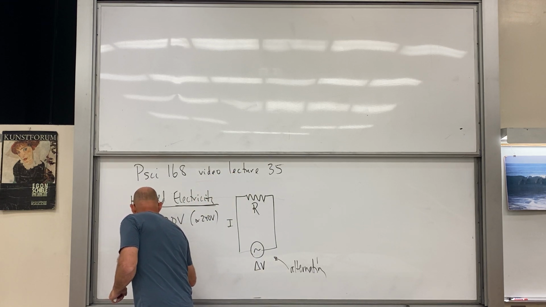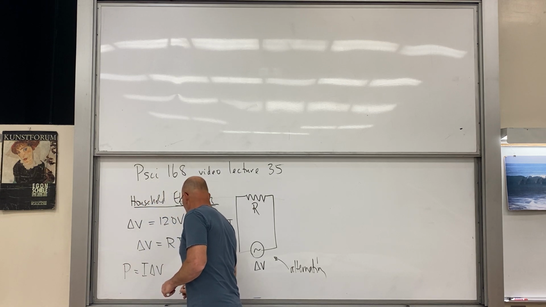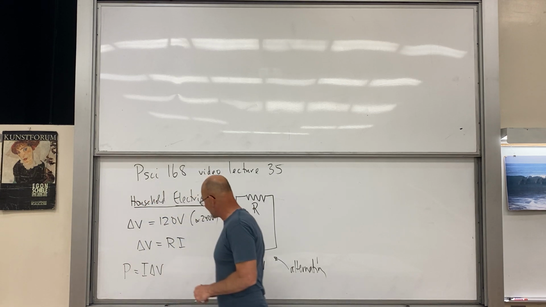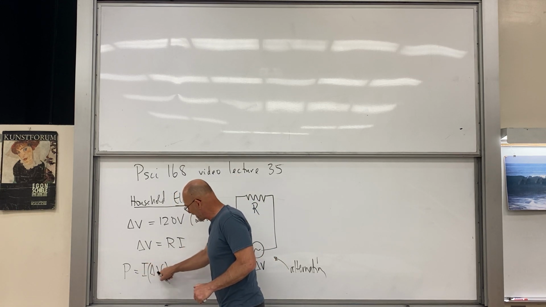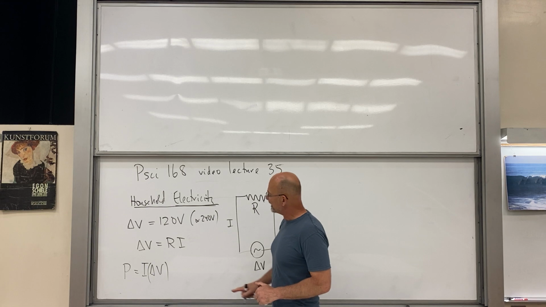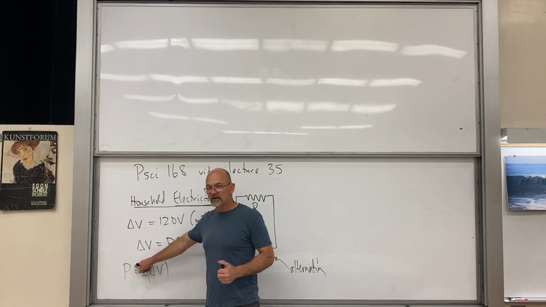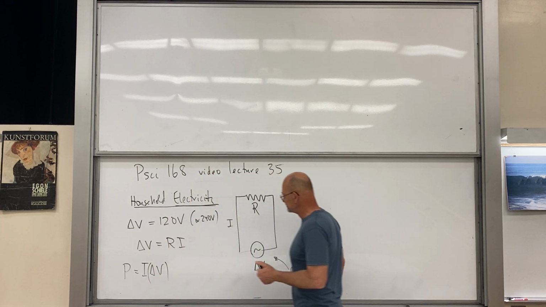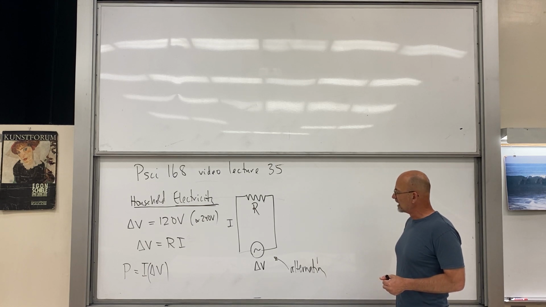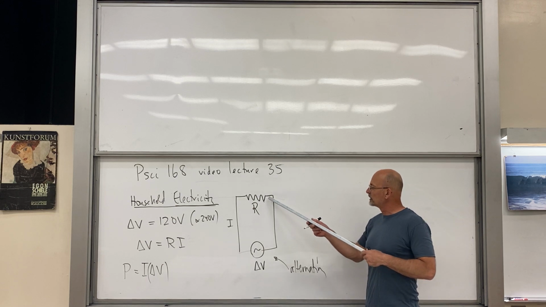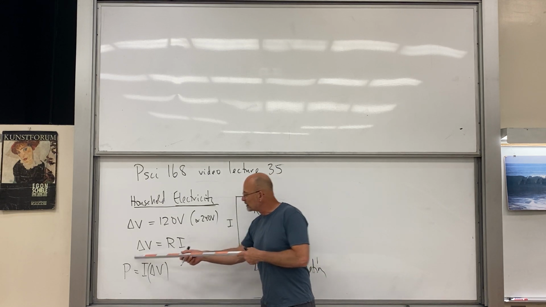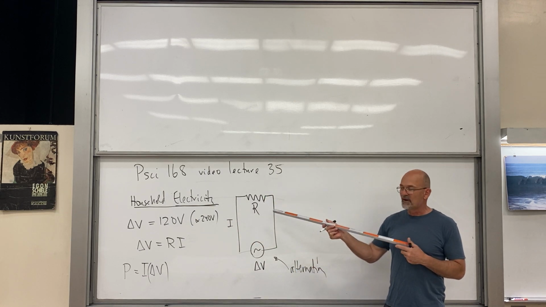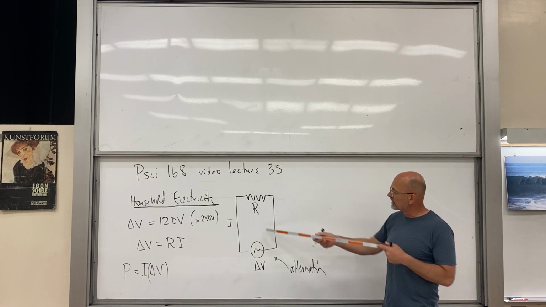P equals I delta V, and there were two different forms of that we could use. Well, three forms. This is amps times volts. This is watts. This is what we're keeping an eye out for. And everything is just producing heat. So there's an obvious tie-in to thermal physics that we're going to explore.